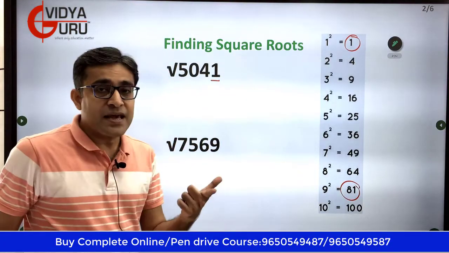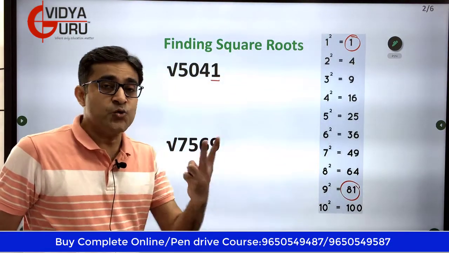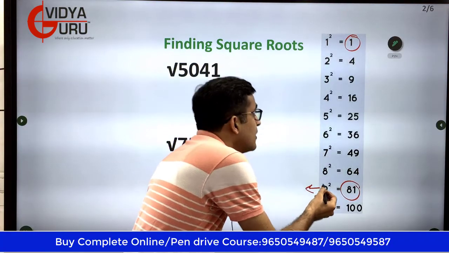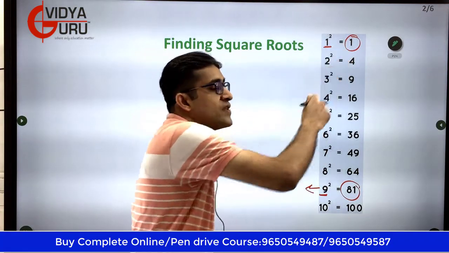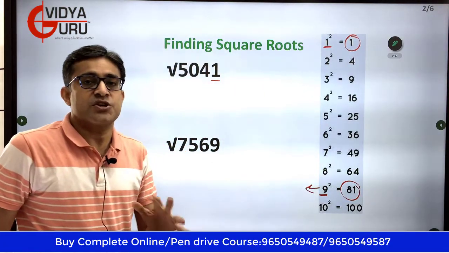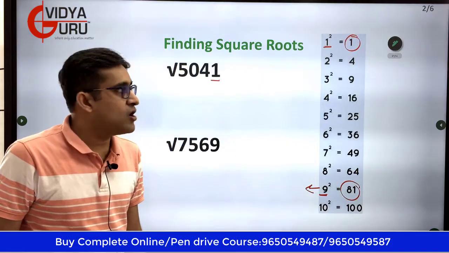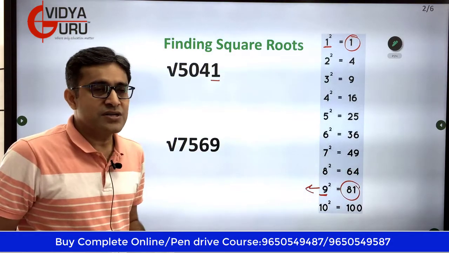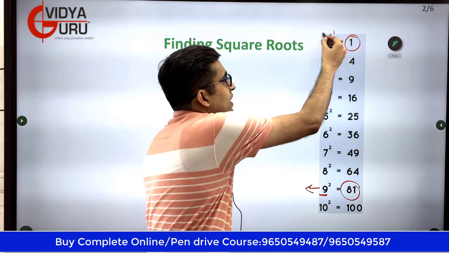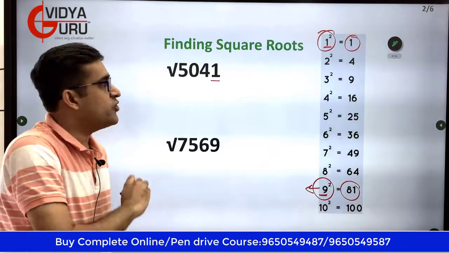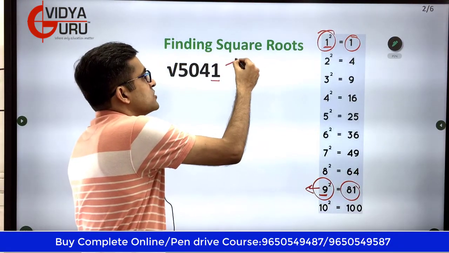So 1 can appear in two forms, because of there being 9 or there being 1 in the units digit of the square root. So two possibilities are there. The units digit can be either 1 or 9. So what I'm going to do is write both the possibilities.